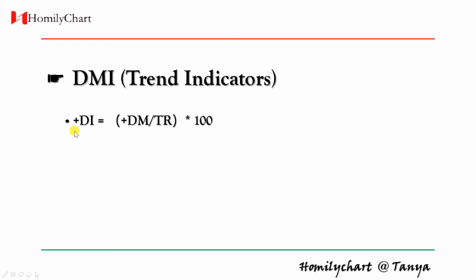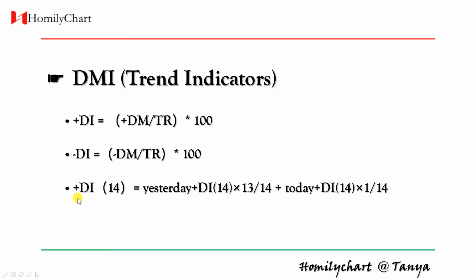Then we calculate plus DI. Plus DI equals plus DM divided by TR, then times 100. Minus DI is the same. We use minus DM divided by TR, then times 100.